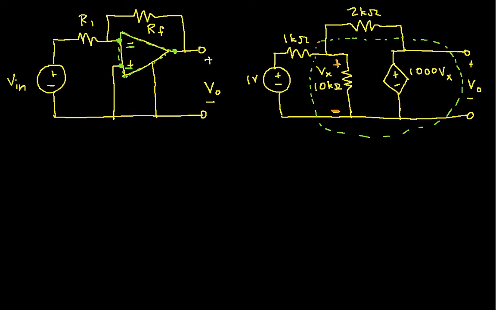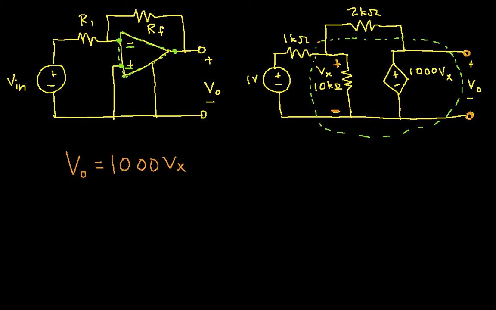So the first thing we notice is that the output Vout, that's the voltage from here to here, is the same as the voltage across the dependent voltage source. So Vout is 1,000 times Vx. So if I can solve for Vx, then I'll be able to solve for Vout. It'll be pretty easy. So then the question arises, how can I solve for Vx?